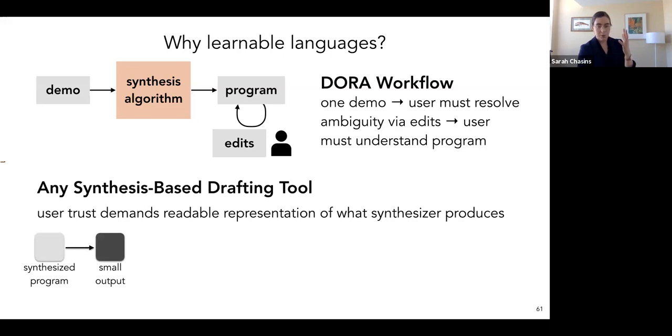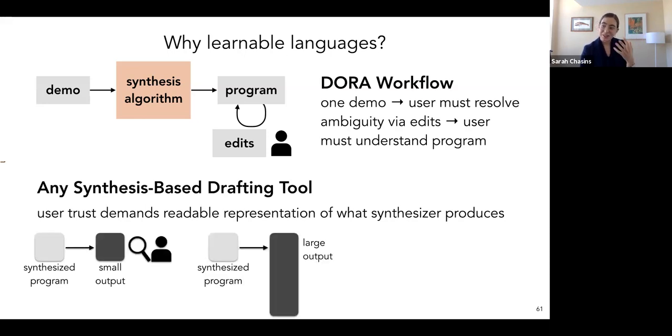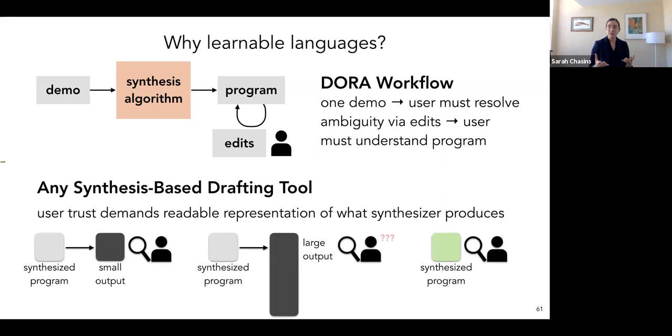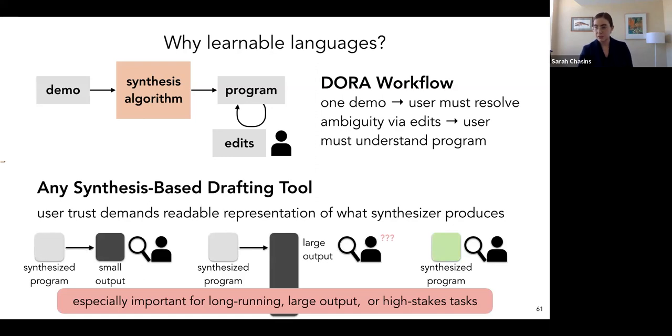So in the past, if we were asking for users to basically do their debugging by looking at outputs, that was okay if it was a small output. They can investigate that. If it's a large output, you really can't expect them to inspect all of that, but you can expect them to inspect the synthesized program, assuming you have actually produced it in a learnable language. And this is especially important for any task where it's long running, where it's a large output, or just it's high stakes and the user really wants to be able to trust what they're getting back from the synthesizer.